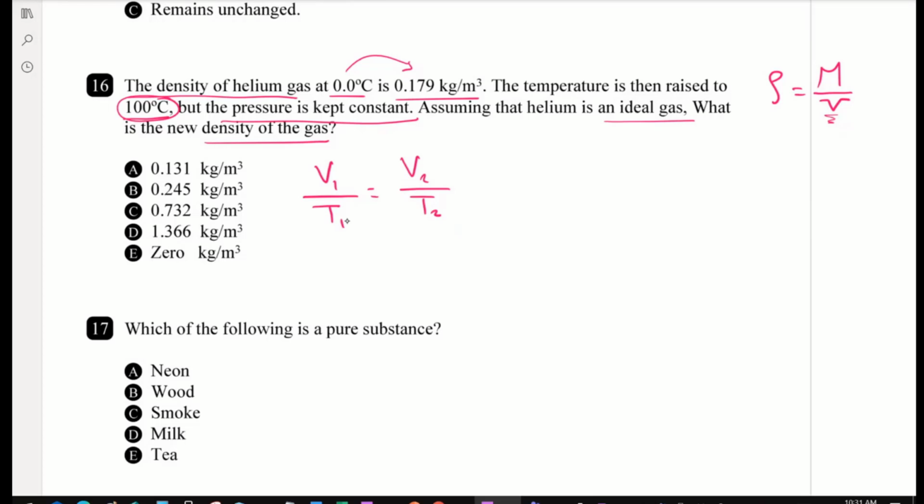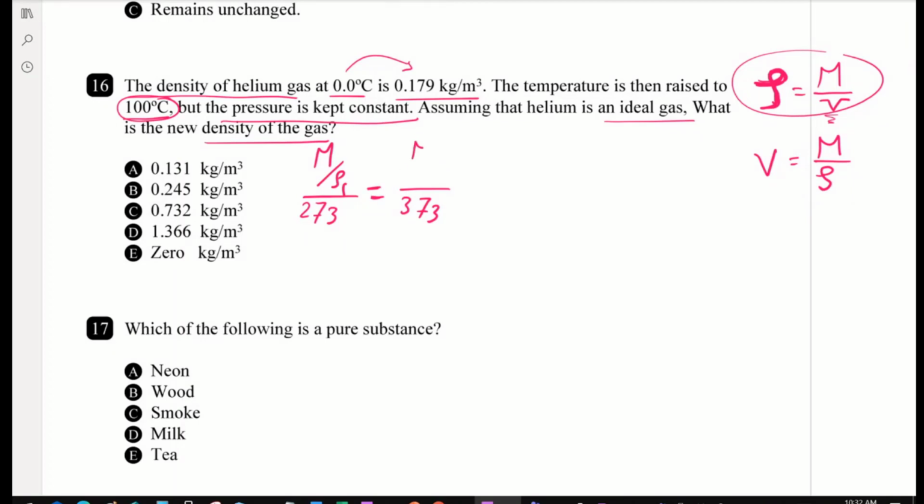So the first temperature is not 0. It's 0 plus 273. And the second temperature is not 100. It's 100 plus 273. So this is the first point we need to take care of. For the volume, we said there is a relation between rho, m, and V. Rho, this is not pressure. This is rho. If you remember, rho is the density. So the volume equals mass over density. So I will remove V1 and write it M over rho 1.